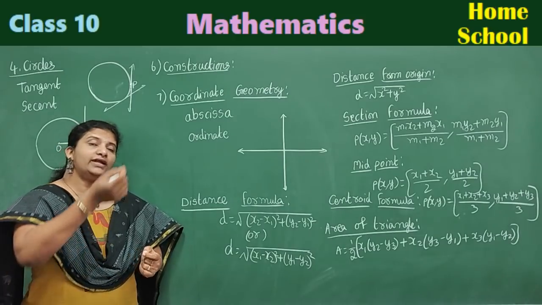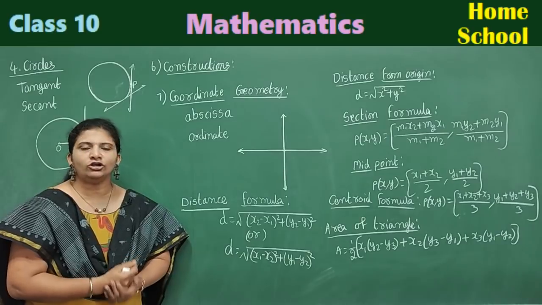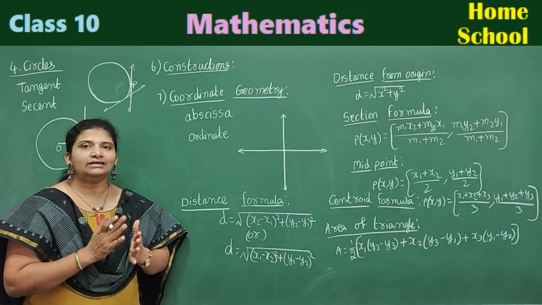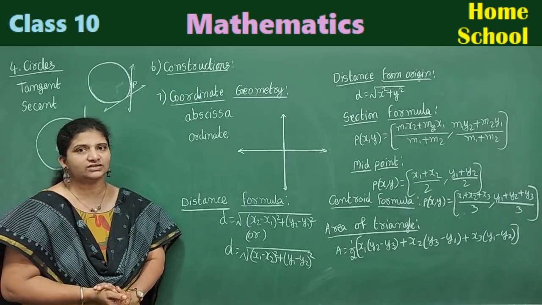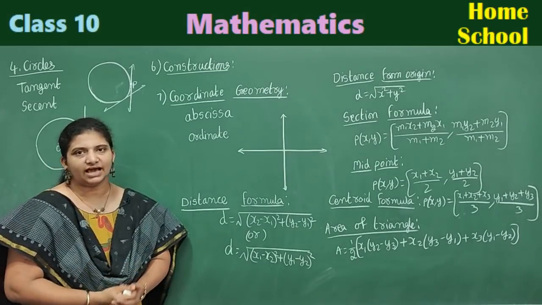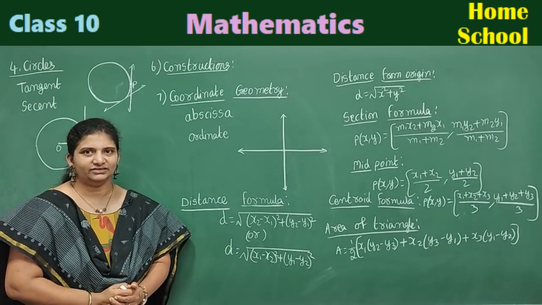Suppose a point is inside the circle, how many tangents can you draw? I cannot draw any tangents. A tangent is only touching the circumference of a circle. It is not going inside. Then that is not called a tangent.